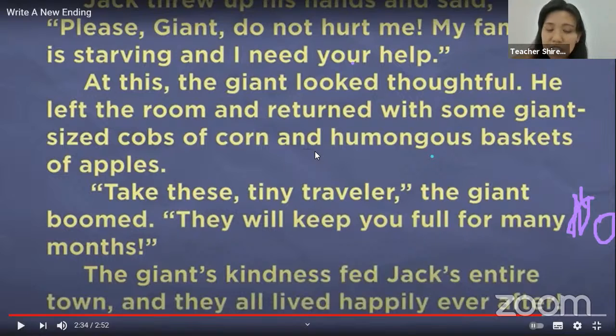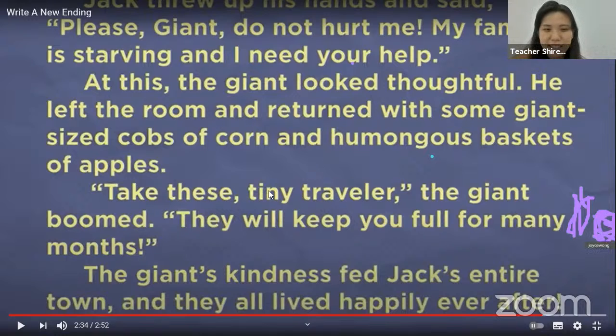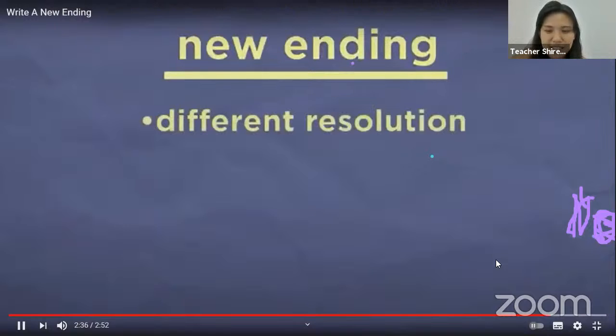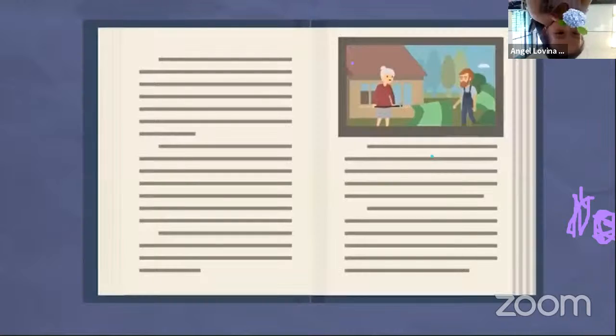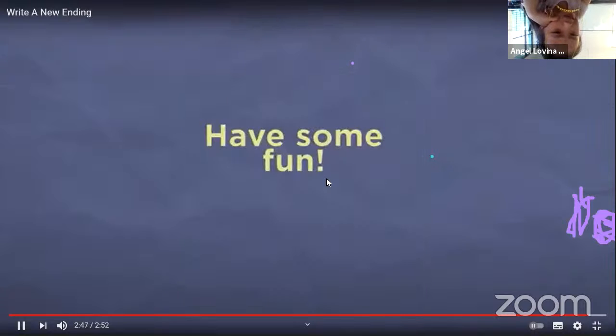Wow, isn't it interesting? The giant did not get angry, but the giant became part of their family. Isn't that a very interesting ending? Yes, please stay focused in your class, all right? The new ending provides a different resolution to the story while still solving Jack and his mother's problem. The next time you finish reading a story, take a moment to create a whole new ending. Use your imagination and have some fun.